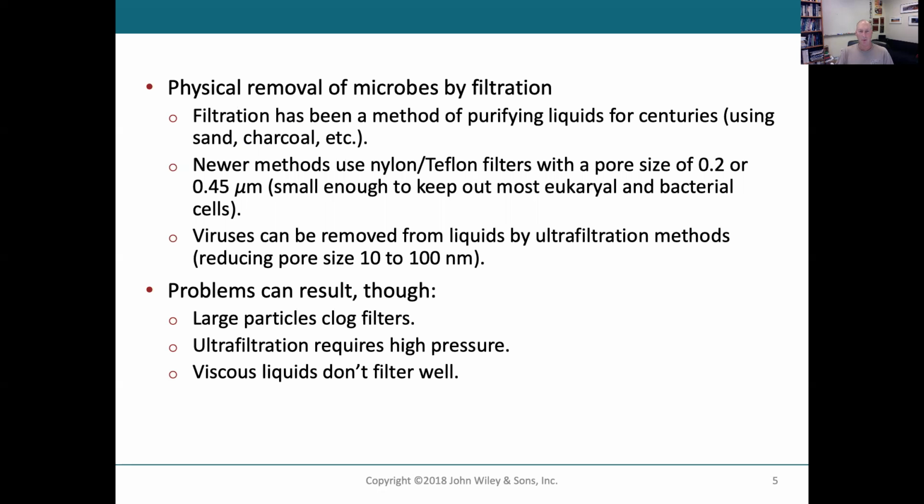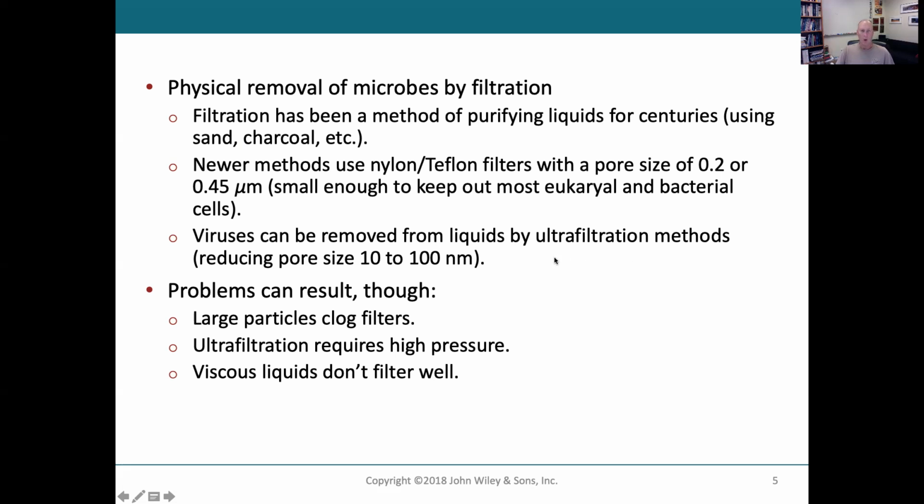But the contemporary methods that we know will get rid of bacteria often use nylon or Teflon filters that have very small pore sizes that are calibrated to ensure that you can get rid of at least all the bacteria if you have a pore size of 0.2 or 0.45 microns, right? So that keeps almost all bacterial cells out, keeps all eukaryotic cells out. It doesn't keep all the viruses out, though. As we know, viruses are generally even smaller than bacterial cells. So if viruses are an issue, then we potentially have to use even smaller pore sizes, and that's what we call ultrafiltration.